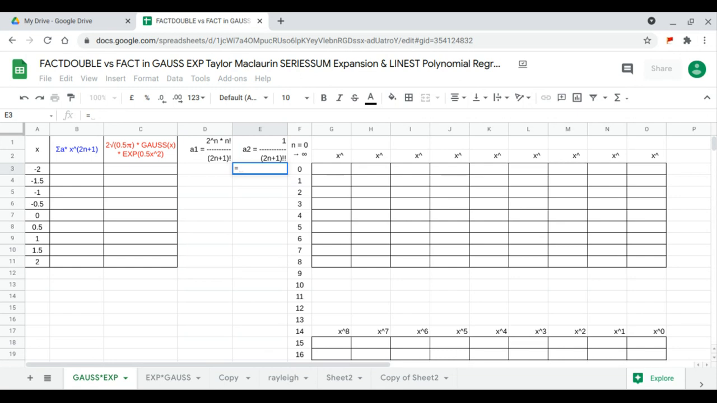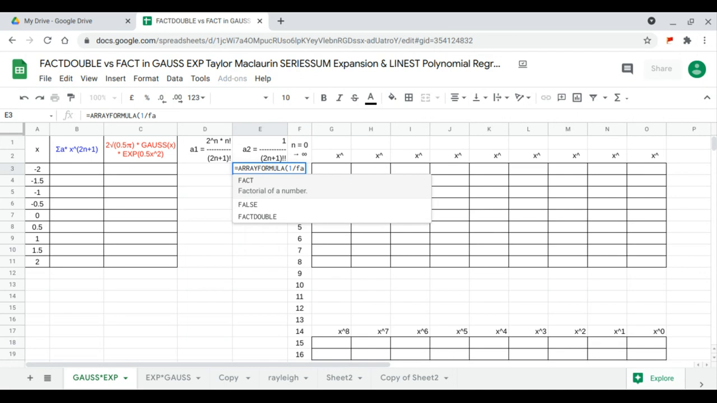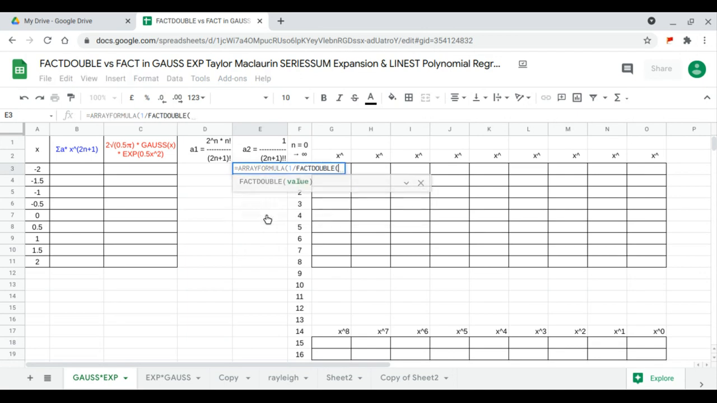Now we continue with the double factorial expansion coefficient. So array formula, 1 over factorial double, or double factorial, 2 times n plus 1.